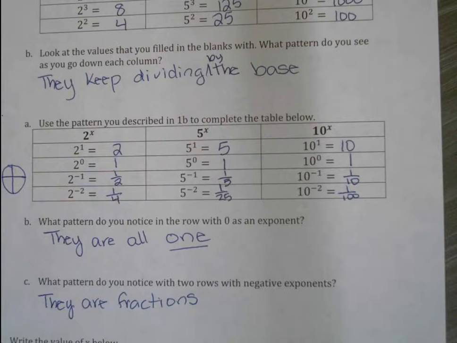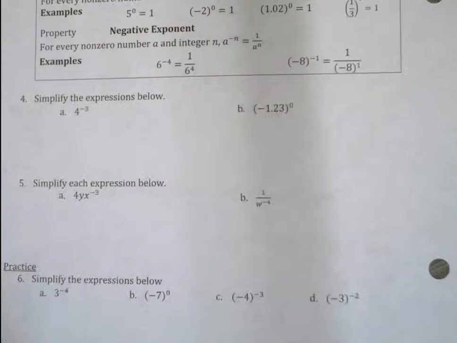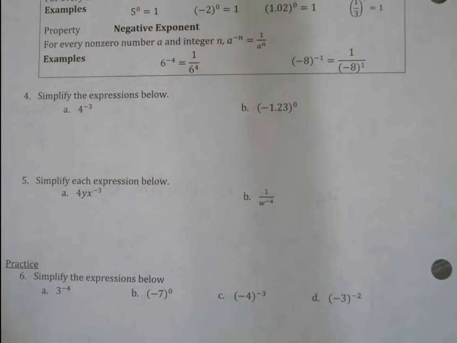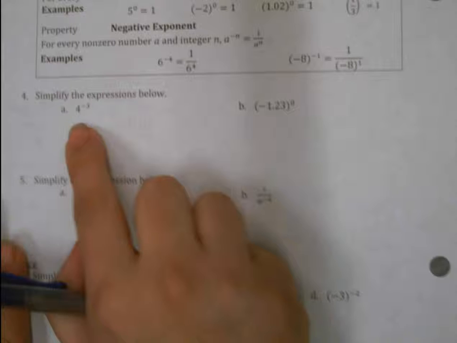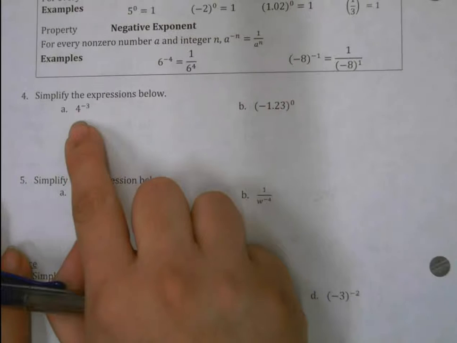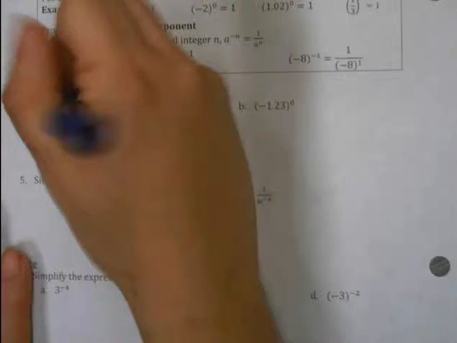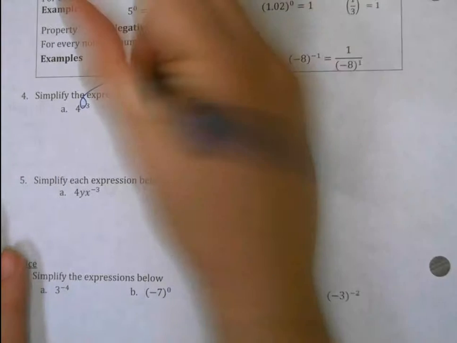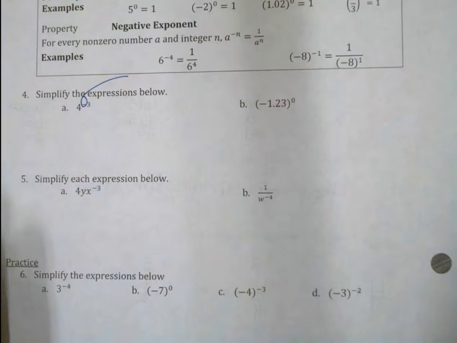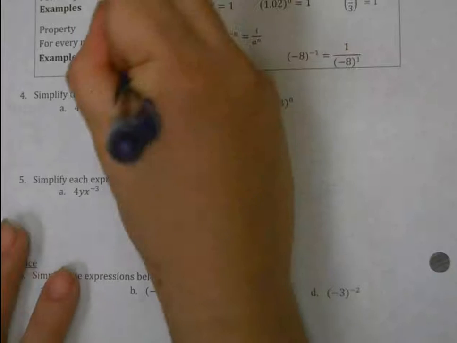Okay. So typically, from now on, we only want to have positive exponents. Anytime I see a negative exponent, I'm going to make a fraction. And anytime I see 0 as an exponent, I'm going to make it the number 1. So we'll go to the back. Over here, I have 4 to the negative 3. So this negative means what? Yeah, it's a fraction.